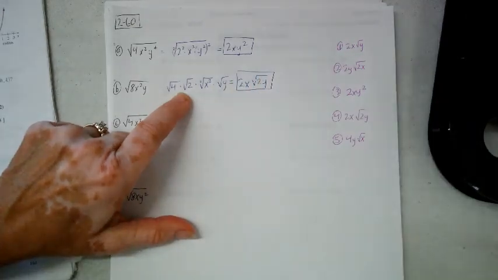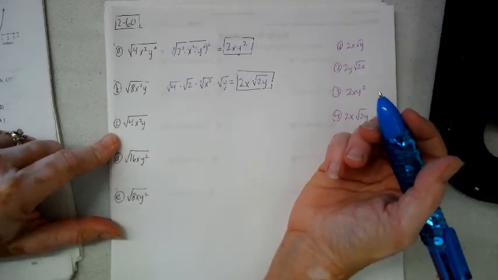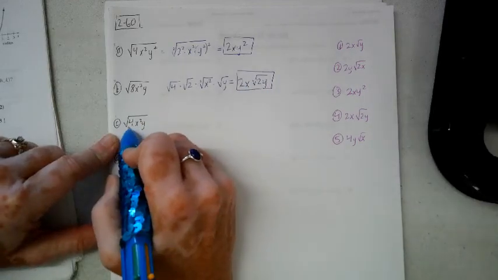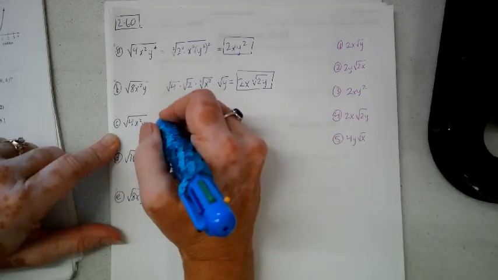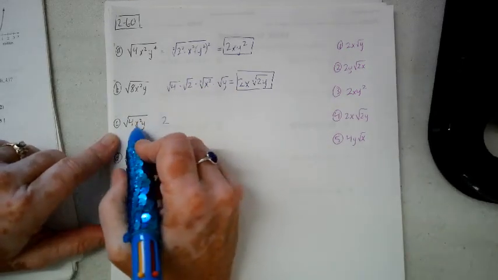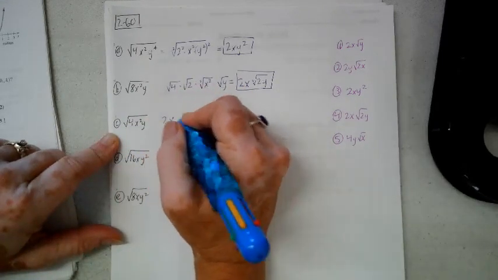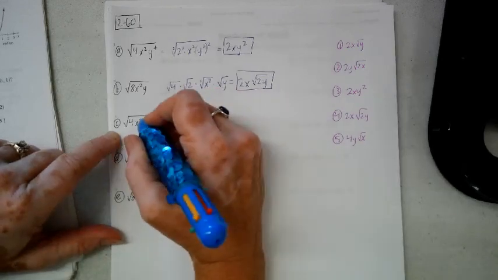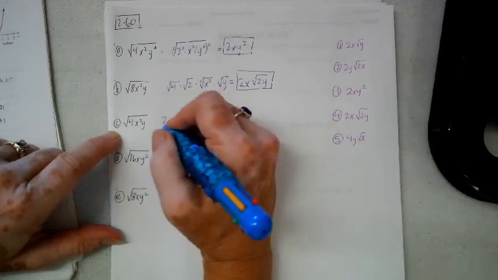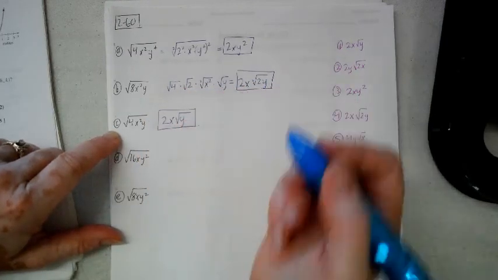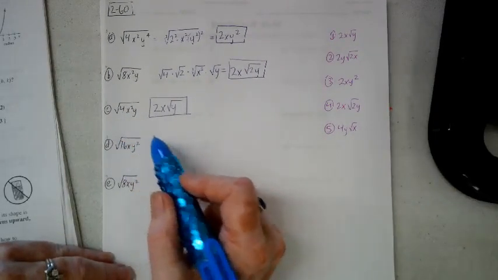I'll match them up at the end. I don't know if they're already matching. I'm going to just keep going. So this one, square root of 4 is a perfect square, so I can take that out as a 2. Square root of x squared is just x. And then the only thing that got trapped inside the square root sign is the y. So you just leave it like that. So basically, perfect squares can come out from under the radical sign.